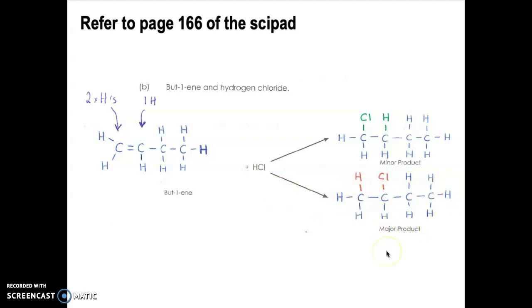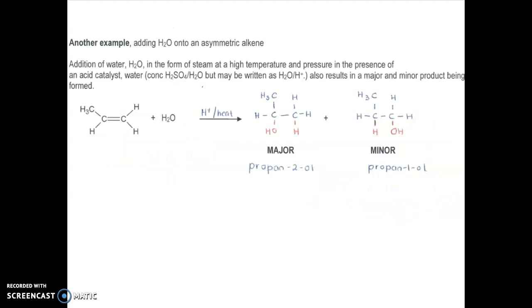So 2-chlorobutane here is the major product, while the alternative arrangement with the hydrogen going to the carbon with the fewest and the chlorine going to the carbon with the most, this is then the minor product. So that is when you've got hydrogen chloride. Notice you don't need Markovnikov if this was chlorine, so Cl2, because they'd both be chlorines.